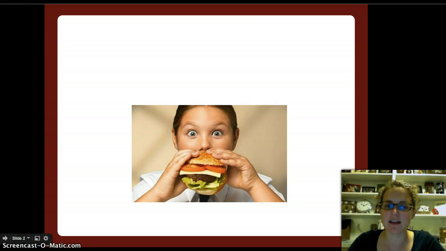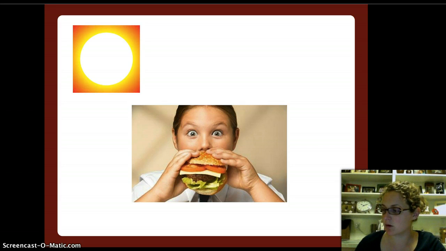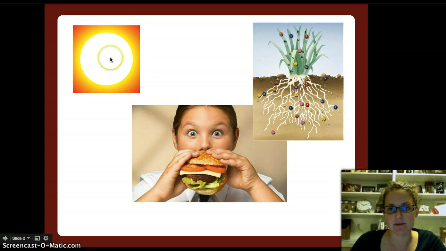We've already discussed that feeding relationships link different parts of ecosystems, because what a consumer eats transfers sunlight energy, which is really important. From food we gain energy, but we also gain matter. We use the energy, obviously, to power the activities that we do, but talking about the matter is a little bit trickier.